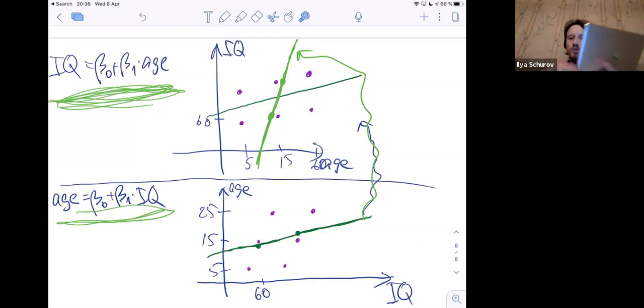Further, yes, it is possible, but I don't want to write these formulas. Actually, what I want to say is the following. If you have data, you can use any model you wish, technically. You will put it into R, and R will give you some answer. But not all models are equally useful.